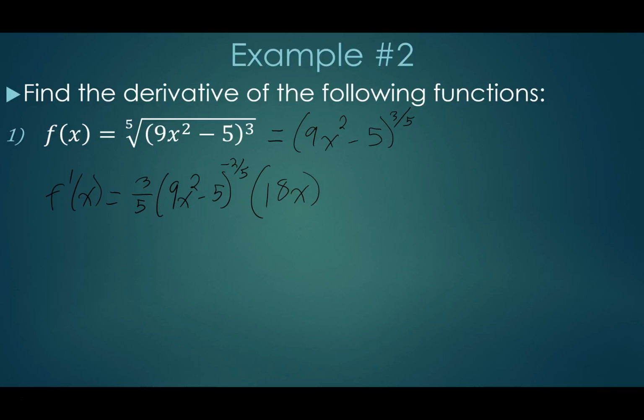If you would like to write this so you no longer have negative exponents, 3 times 18 is 54, so it's 54x over 5 times 9x squared minus 5 to the positive 2/5 power. It's the same answer. Both of them are seen as correct. This right here is probably a simpler version because it combines the 3 and the 18, puts a 5 on the bottom, and also puts a negative exponent on the bottom.